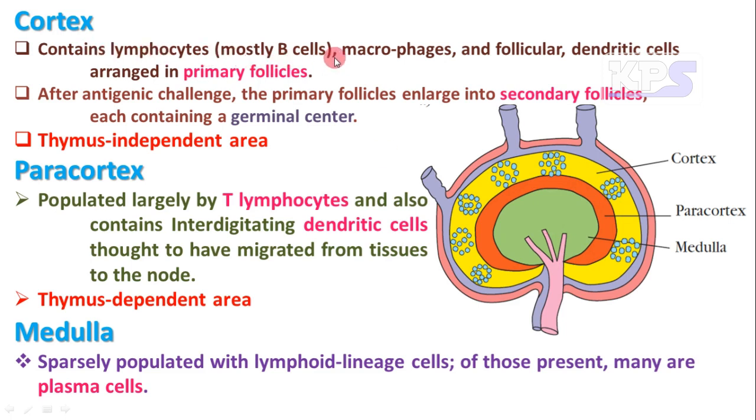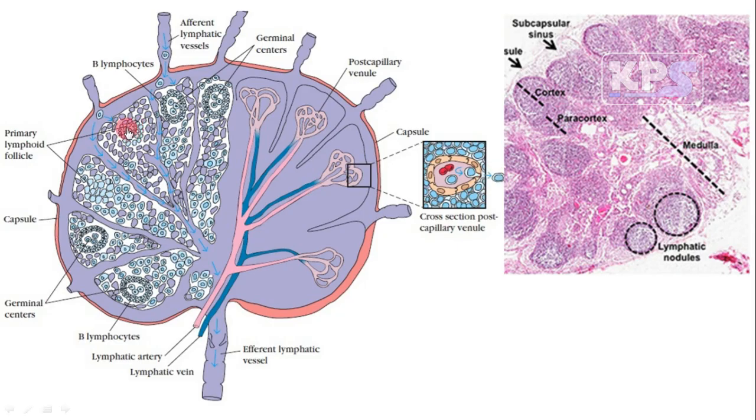The cortex contains lymphocytes, mostly B cells, and macrophages and follicular dendritic cells. These cells are present in the form of a follicle, which is called a primary follicle.